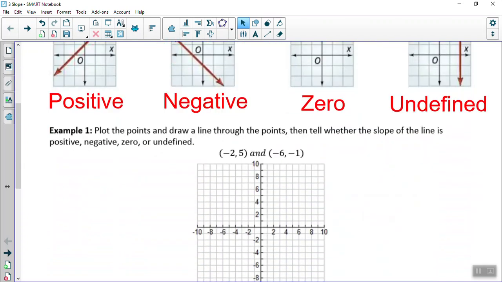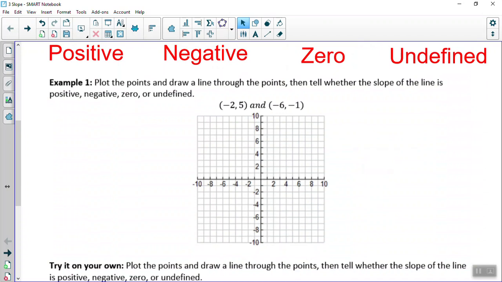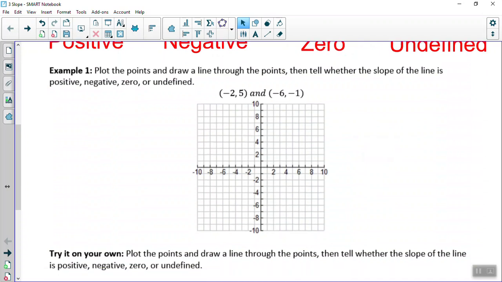Alright, so here's what we're going to do. We are going to plot these 2 points, and we're going to draw a line through the points, and we're going to tell whether the slope of the line is positive, negative, zero, or undefined. So I want to graph negative 2, 5. So I'm going to go left 2, up 5, put a point. And then I'm going to go left 6, down 1, put a point, and now I'm going to graph my line. Okay. And we see that it is going up and to the right, so it has a positive slope.